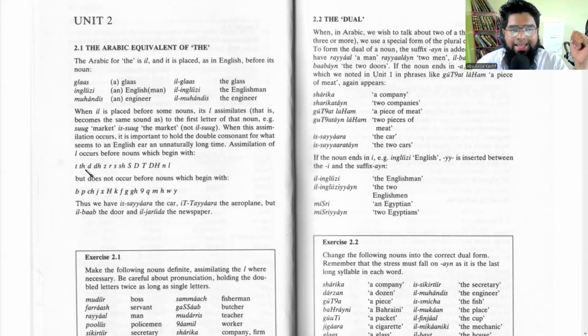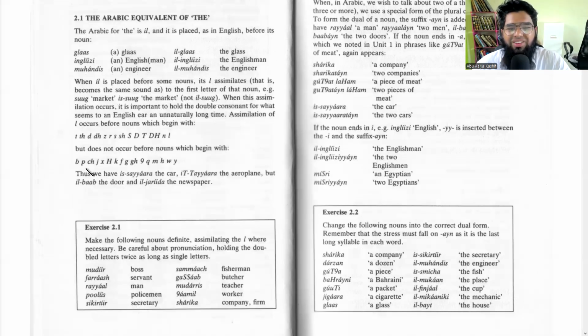So these are the letters ta, tha, dal, and so on: dal, zal, zai, ra, sin, shin, sad, dad, ta, za, and then lam and nun. It takes a lot of practice. I mean, if you've done tajweed qawaid, you know these. Ba, pa, cha. Well, there's no cha actually. I forgot. Jim, ha and all these letters. Ain is a. Ra.